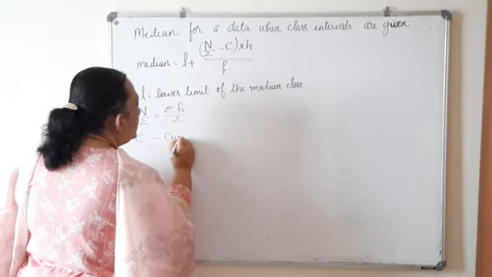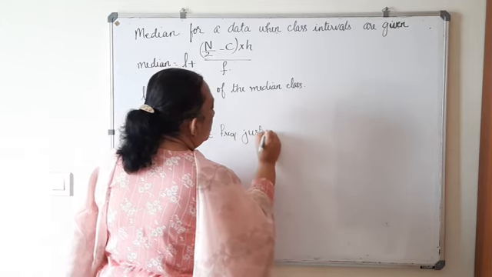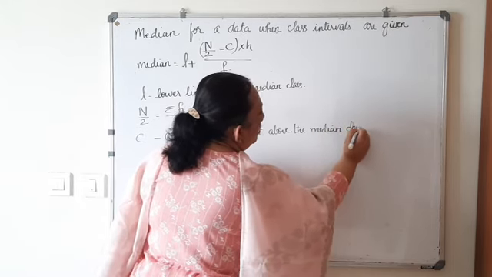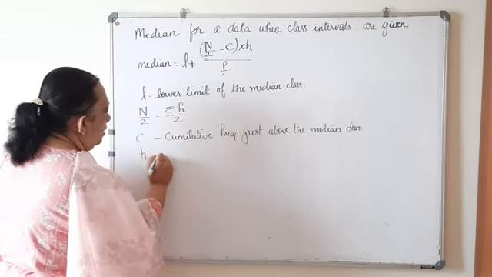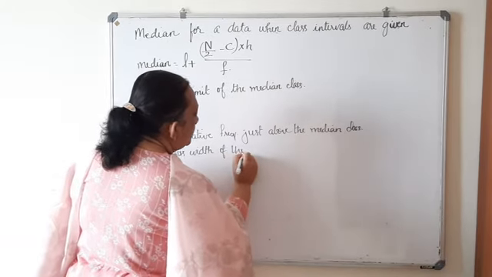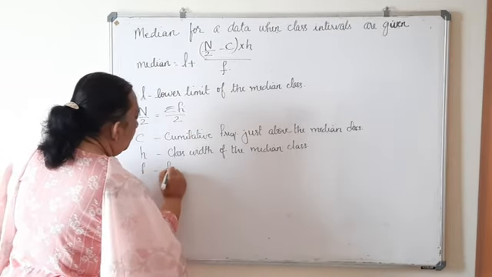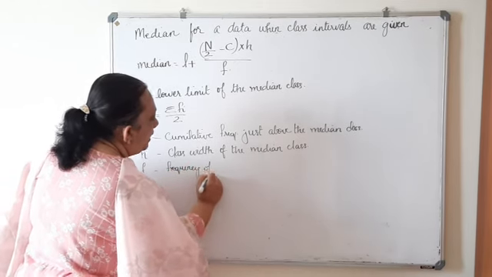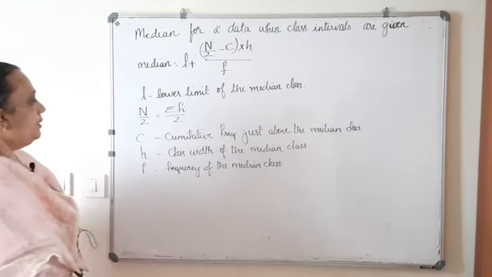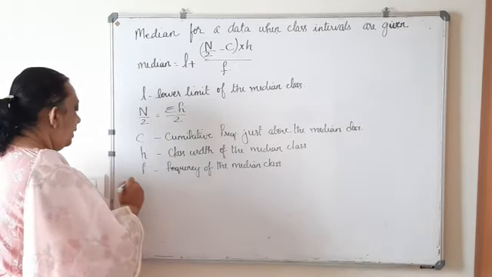C is the cumulative frequency just above the median class. H is the class width of the median class. F is the frequency of the median class. So all the terms C, H and F are related to the median class. And the median class is that class whose cumulative frequency is decided like the previous formula.